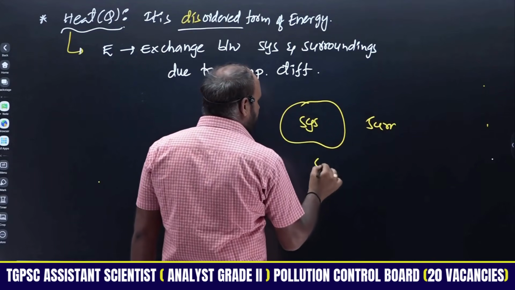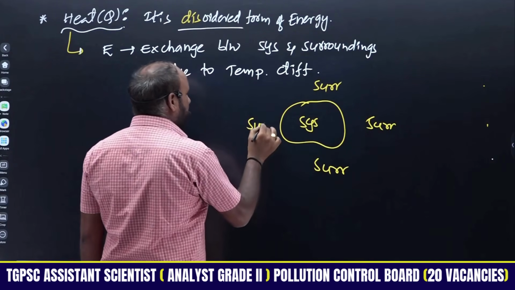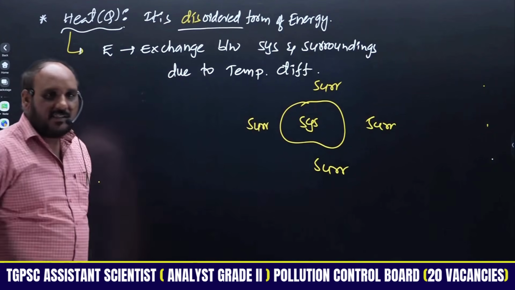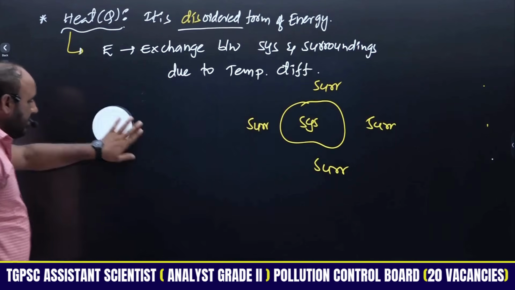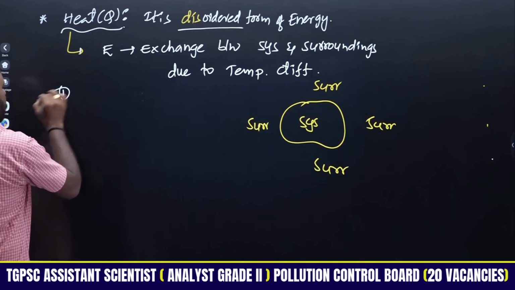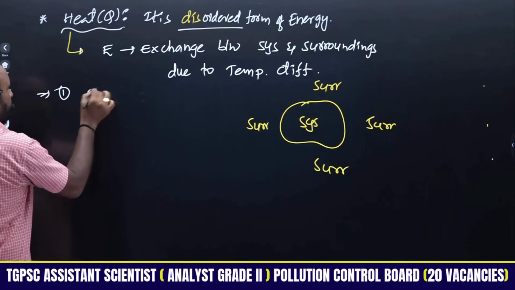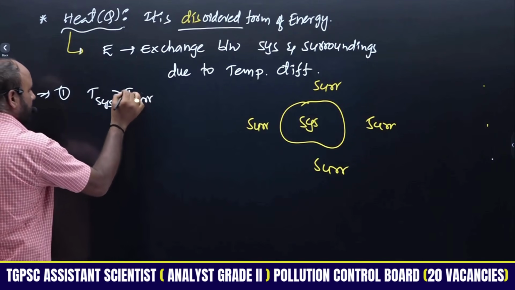Surroundings, right? This is the surroundings. System is there and surroundings is there. Now we have to apply the three conditions, right? So what are those three conditions? Condition number 1: if temperature of the system is greater than temperature of the surroundings.